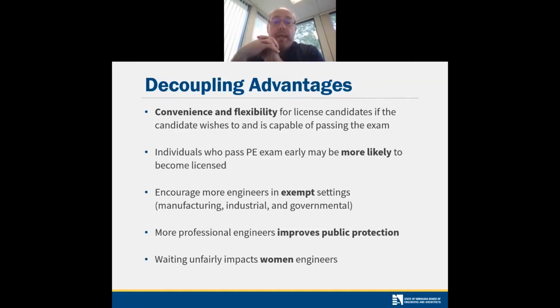If they do pass that PE exam early, and if they get started working in an industry that is an exempt setting, they may be more likely to become licensed because at that point, all they have to really do if they're working in that exempted industry is get their experience. The board also believes more professional engineers improves public protection. And the entire board thought that waiting unfairly impacted the ability of women to become licensed professional engineers. I won't go really into the details of that, but that was the feeling of the board at that time.